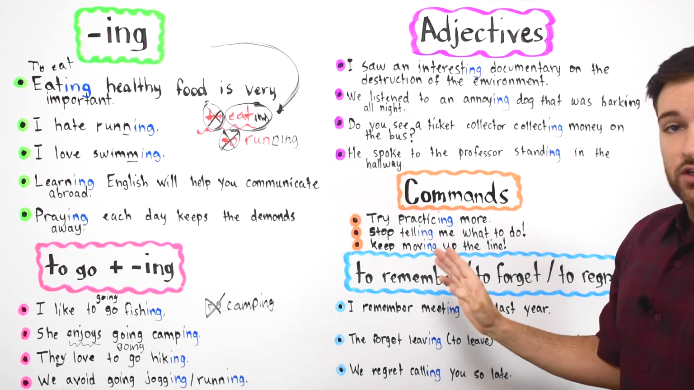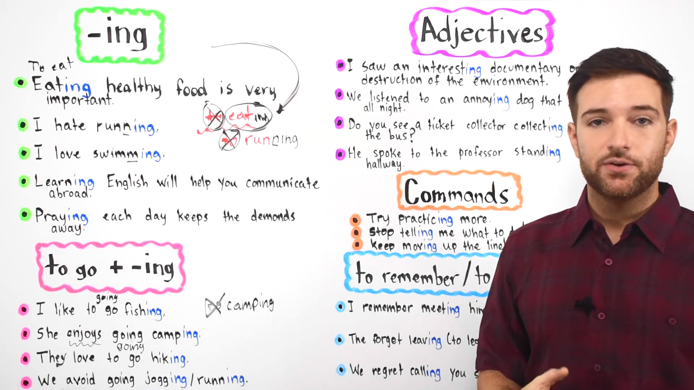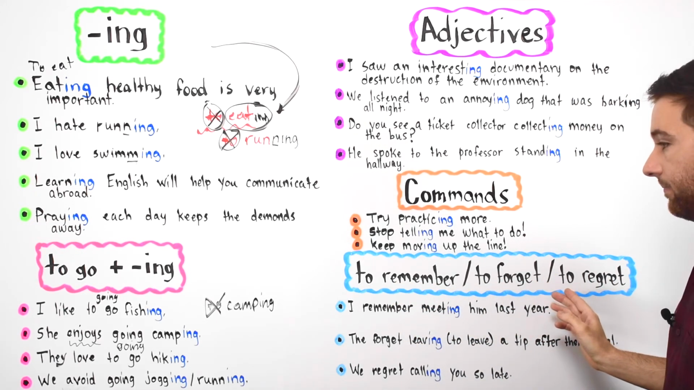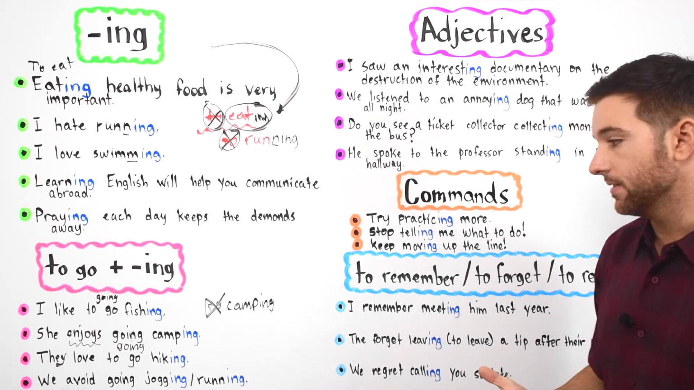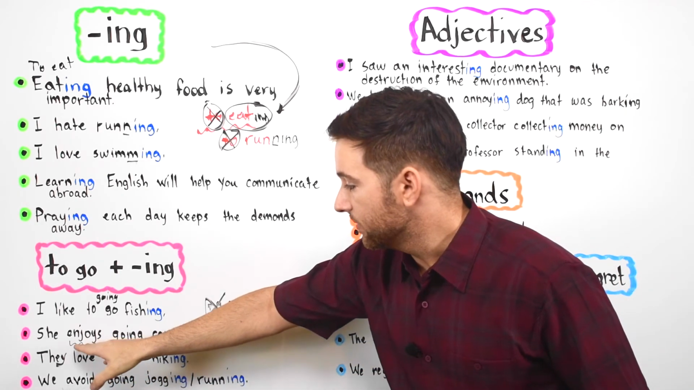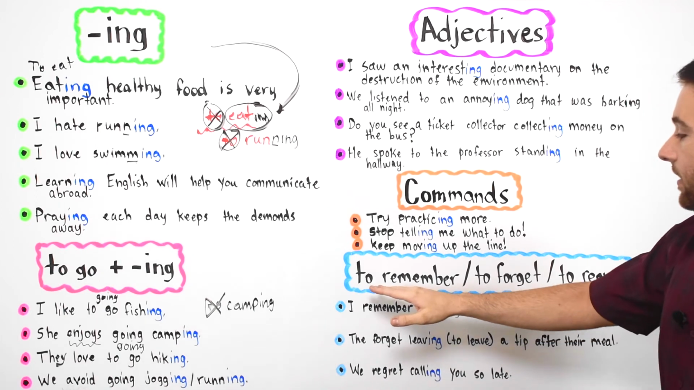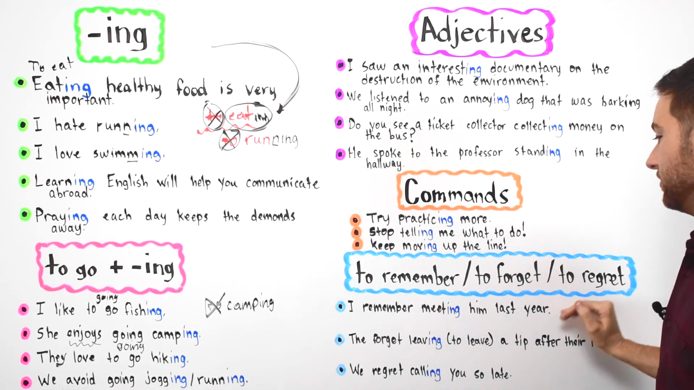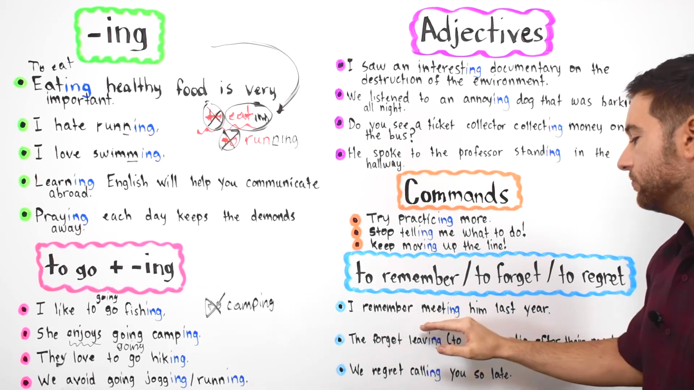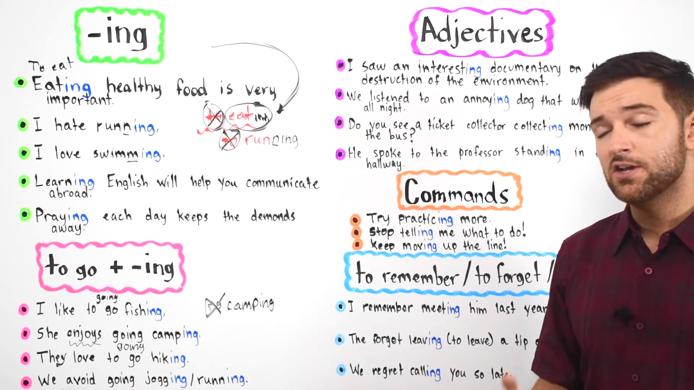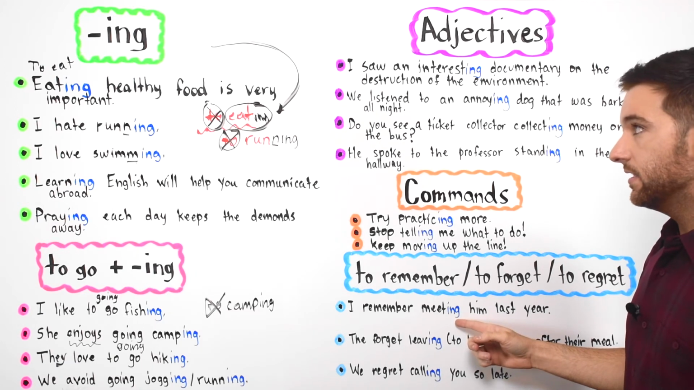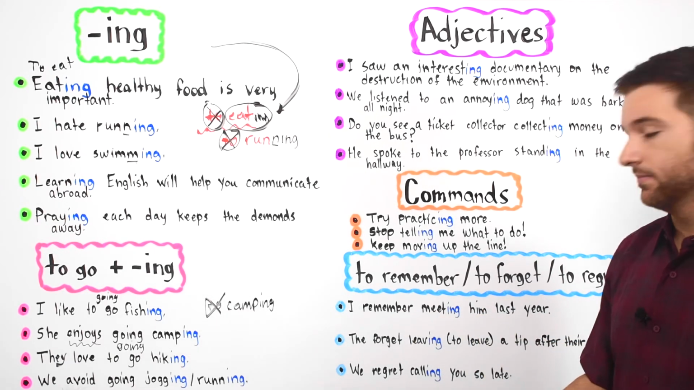All right? So also, just so you guys know, we use the ing form after the verbs to remember, to forget, and to regret. Okay, so you'll see them here. You also saw it similarly here, like with the verb enjoy and avoid. But let's look at these, okay? To remember, to forget, and to regret. I remember meeting him last year. You cannot say I remember to meet him last year. You cannot say that. You have to use the ing form of the verb, turning it into a noun. I remember meeting him last year.